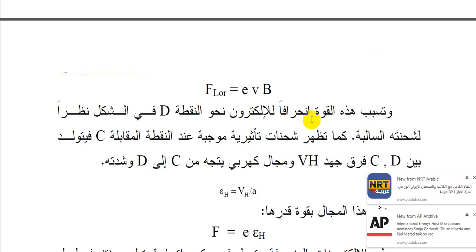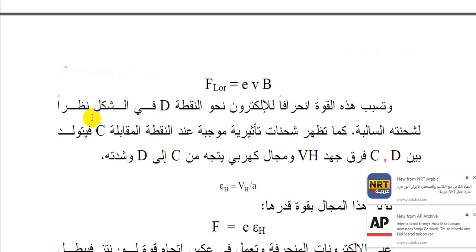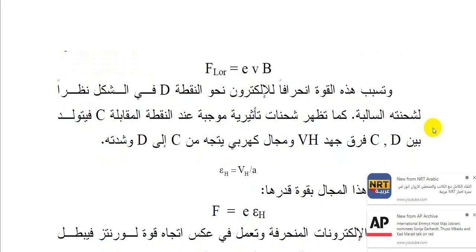The force will cause an electron deviation to the point D in the figure, given the negative charge, while a positively affected charge will appear at the opposite point C. So a potential difference VH between C and D will be generated, and an electrical field will be directed from C to D with intensity epsilon H equal to VH by A.